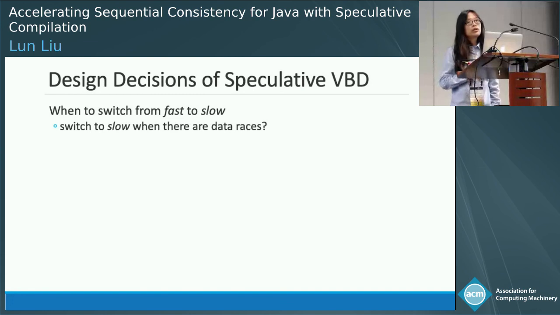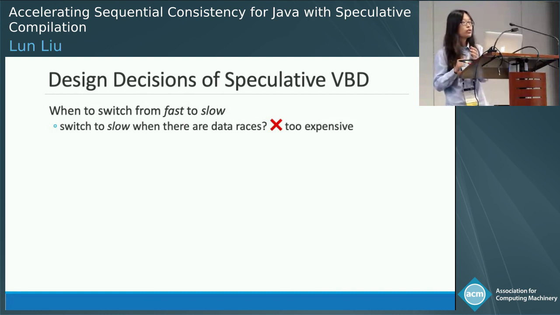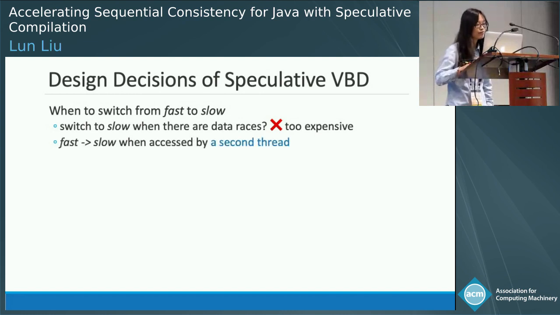When talking about sequential consistency, the most precise way of saying when you should execute the fast version of code and when the slow version is: if you don't have any data race, then you can execute the fast version of code. If you have any data races, you should execute the slow version of code. But doing that is not good because it's going to be too expensive. You're essentially going to implement a dynamic data race detector, which is known to have a high runtime overhead.